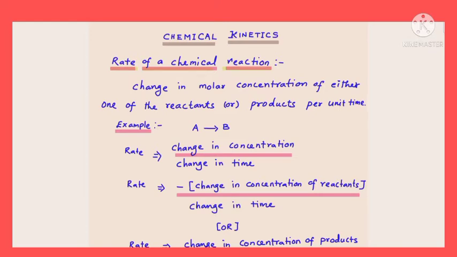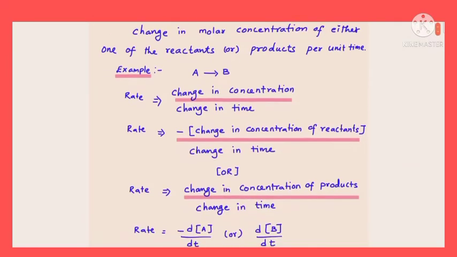First, let us see what is meant by the rate of a chemical reaction. The rate of a chemical reaction is nothing but the change in molar concentration of either one of the reactants or one of the products per unit time. So generally, the rate of a chemical reaction is measured in terms of change of concentration of any one of the reactants or any one of the products in unit time. That is the exact definition of rate of a chemical reaction.